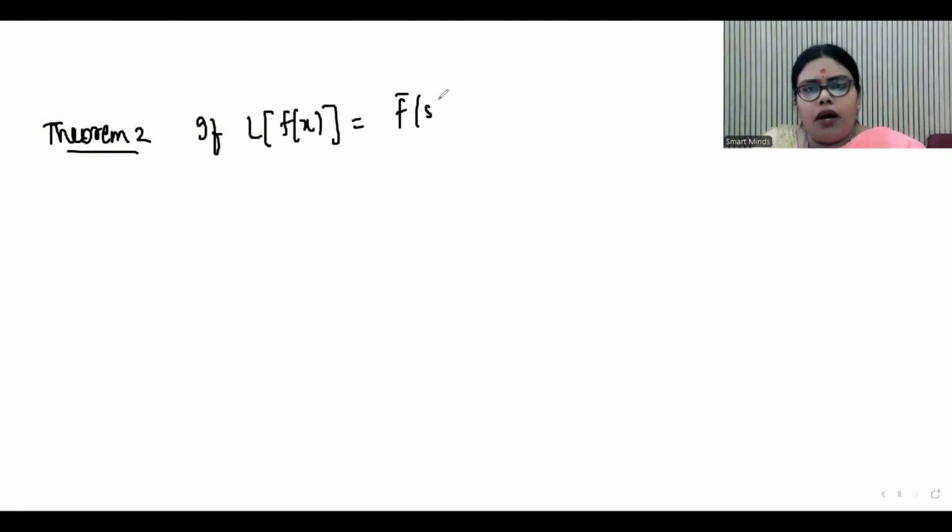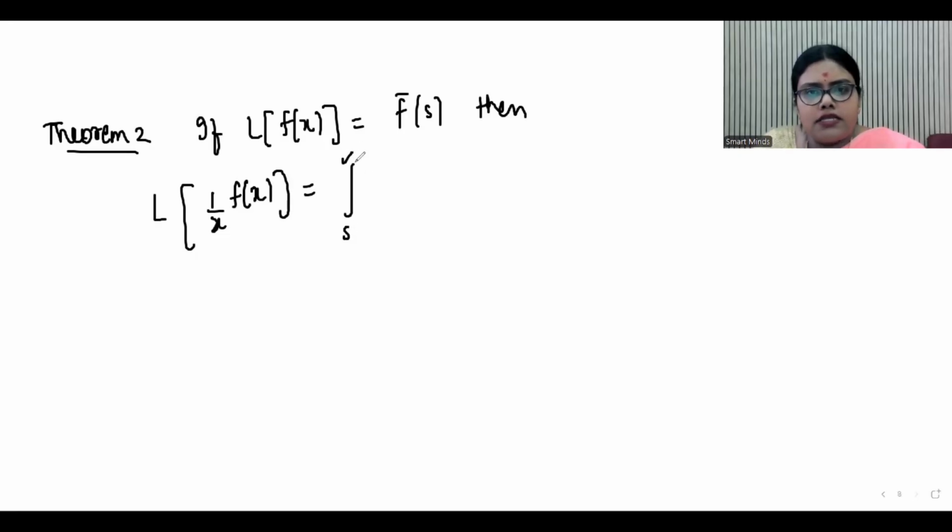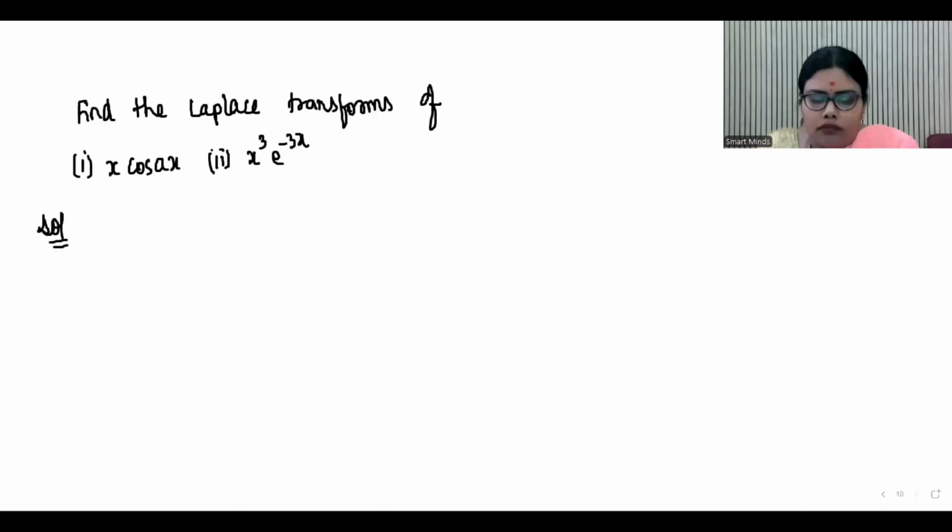And the second theorem is, if L of f of x is equal to f bar of s, then L of 1 by x f of x is equal to integral s to infinity f bar of s ds. Now using the transforms of derivatives and integrals, let us solve a few problems.